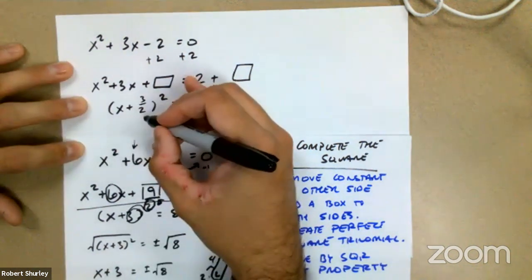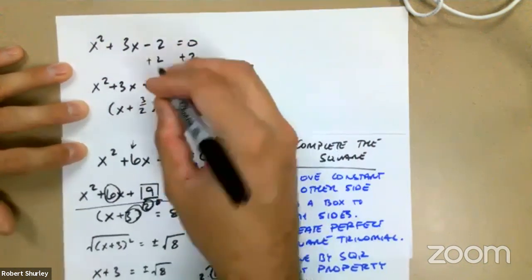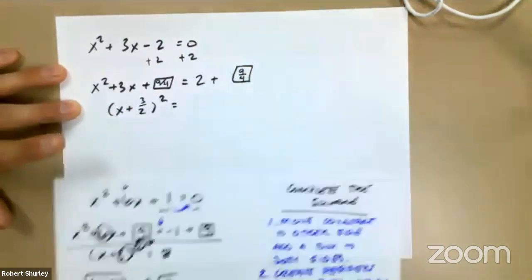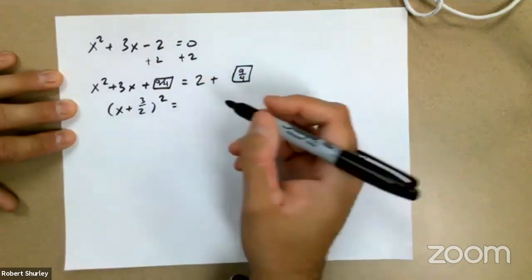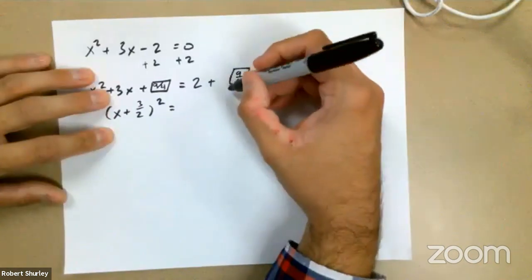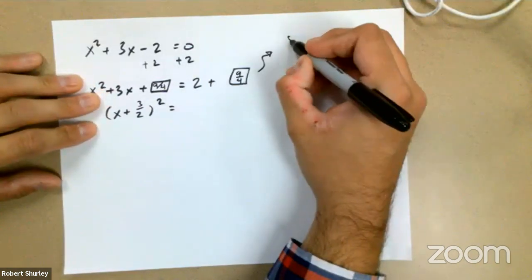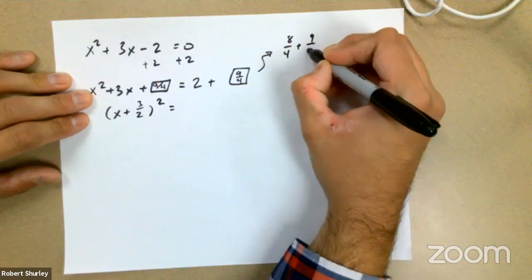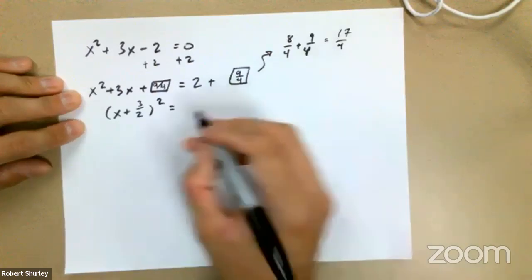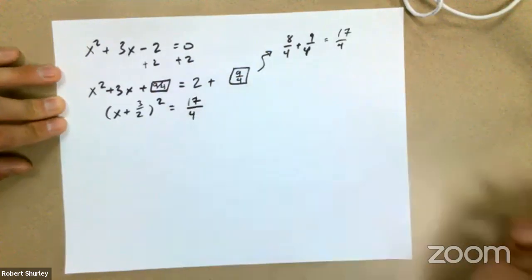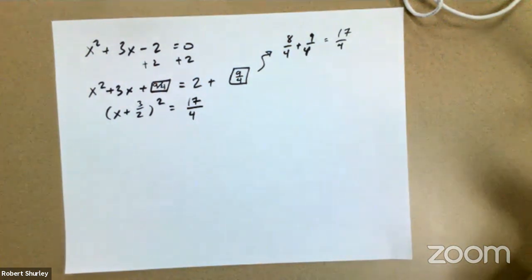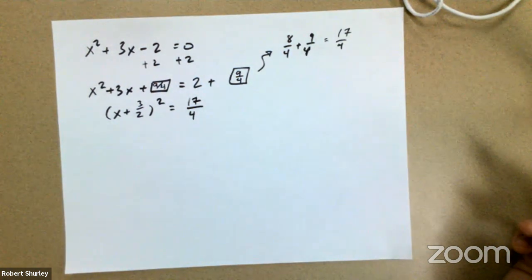I'm going to square 3/2. Remember, if you square a fraction, you have to square the top and bottom. So this winds up being 9/4. So 2 plus 9/4, I'm going to do on the side over here. 2 plus 9/4, that's going to be 8/4 plus 9/4, right? So that becomes 17/4. Your calculator can do that if you just don't want to deal with fractions.